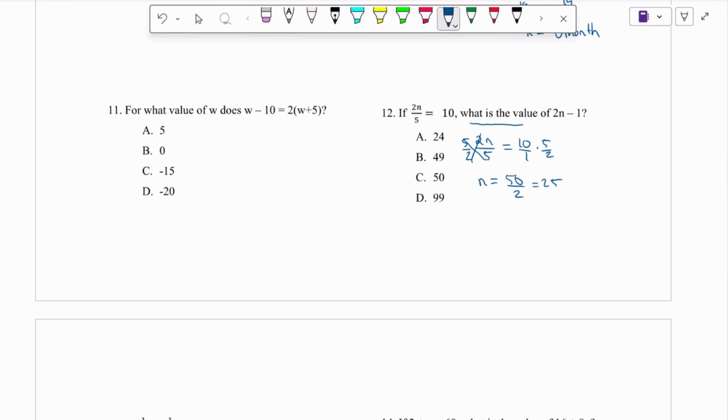This is where part 2 comes in. After I find out that n is equal to 25, I need to plug it into this equation here. So 2 times 25 minus 1 gives me 50 minus 1, which gives me 49. Answer choice B.